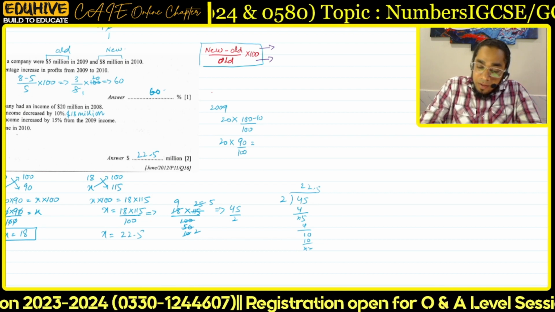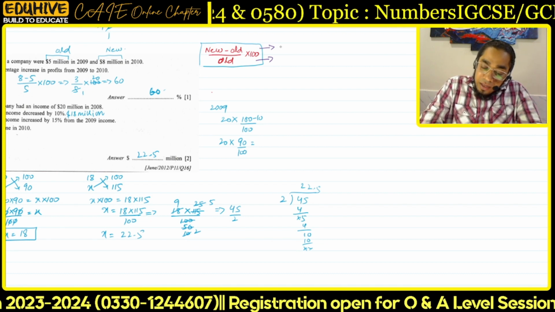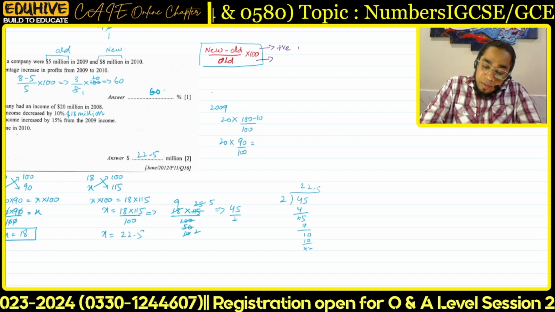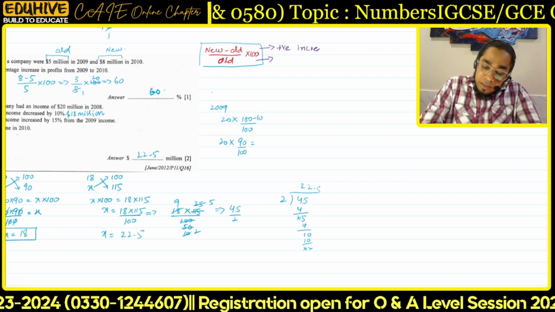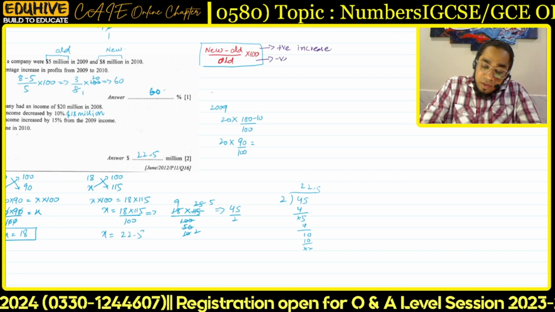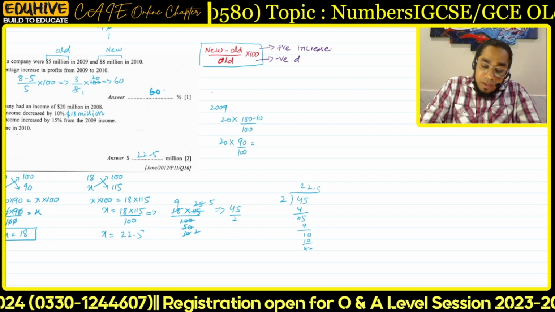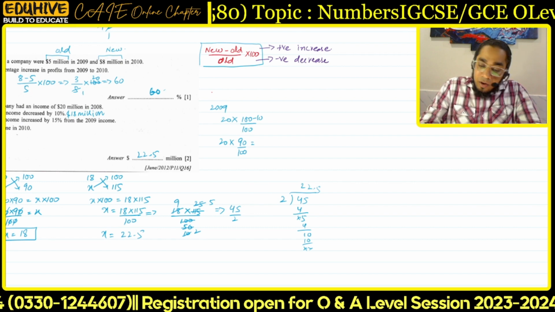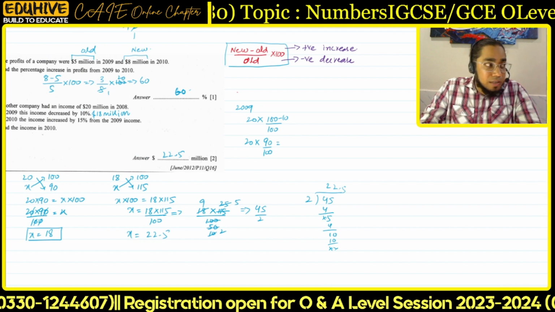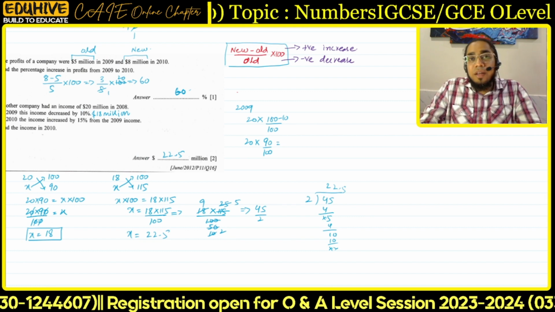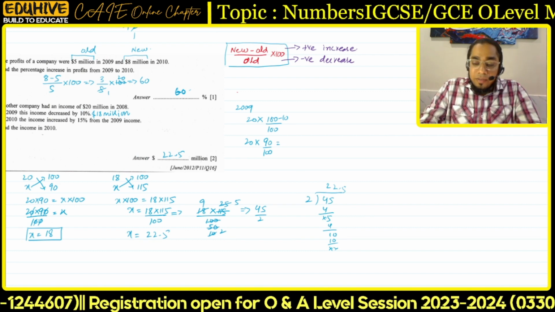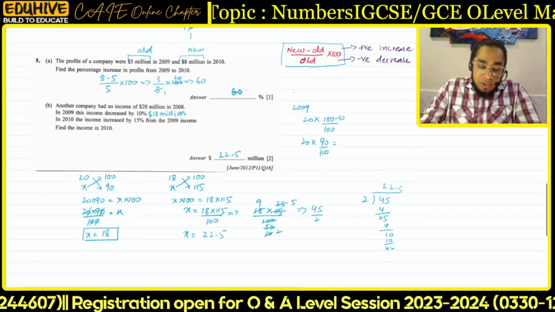Are you getting my point? And if the formula is giving you a positive answer, that means it will be the increase in the percentage. And when the formula is giving you the negative answer, that means there was a decrease in the percentage. Got it? So it is only used when the percentage is increase or decrease.